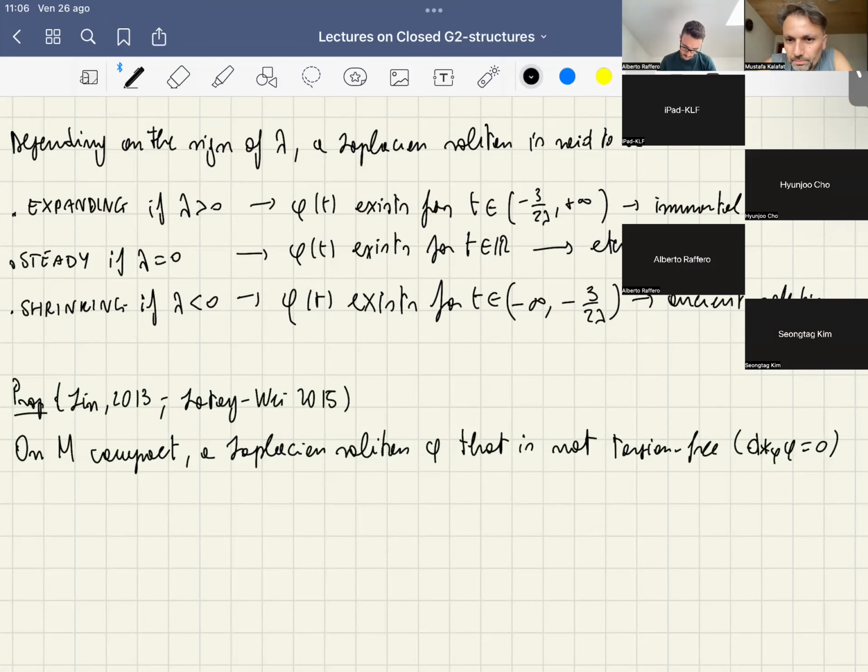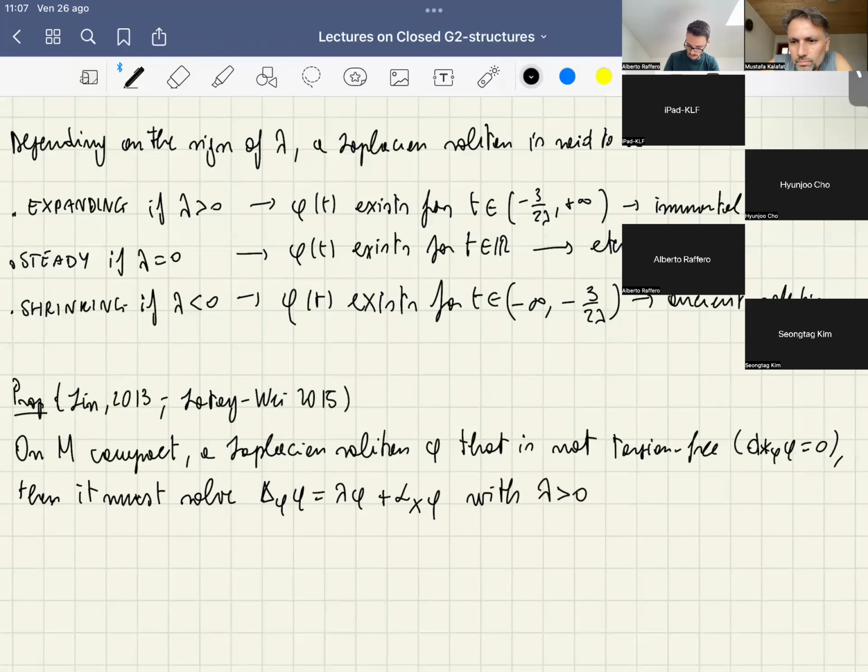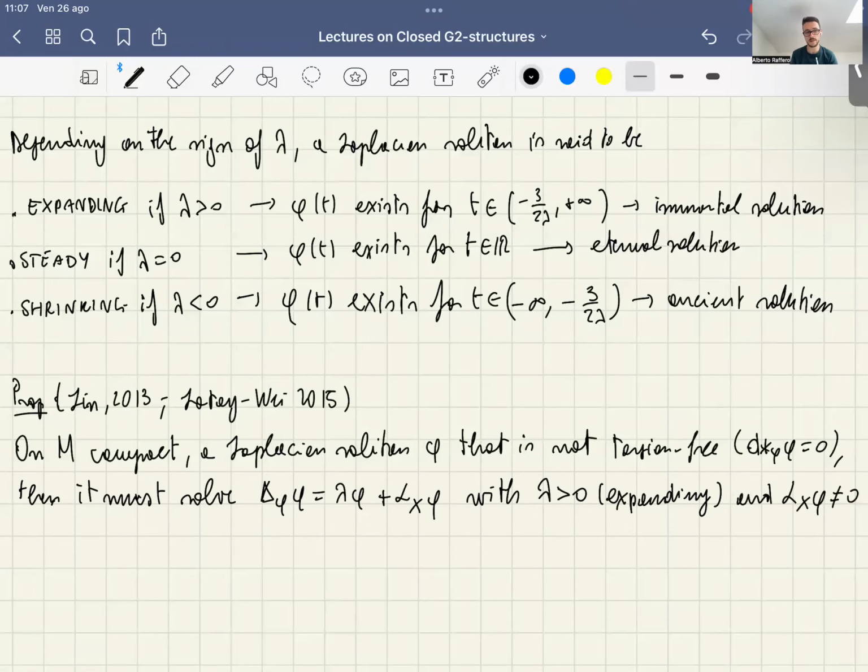Okay, thank you. So if you have a Laplacian soliton that is not torsion-free, then it must solve the equation of the Laplacian soliton with lambda positive, so it must be expanding, and the derivative of phi in the direction of x has to be different from 0. So x cannot be either 0 or an infinitesimal automorphism of the G2 structure here.